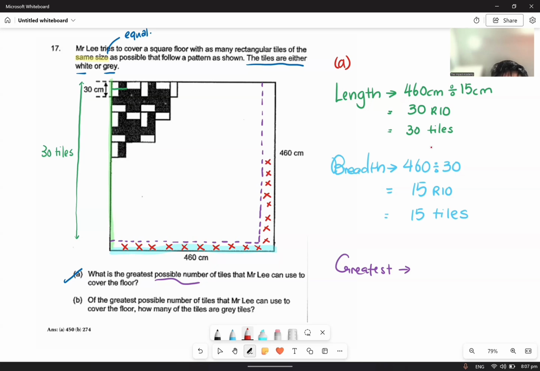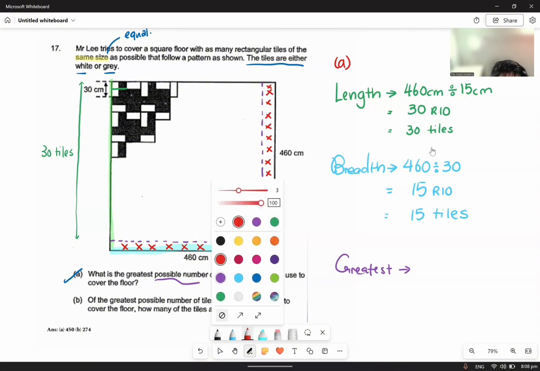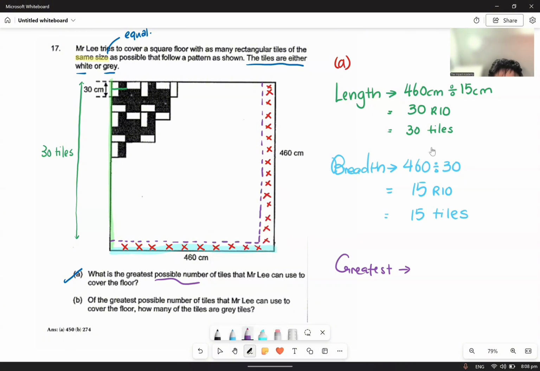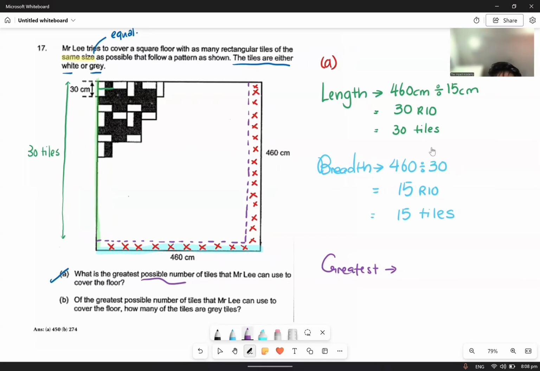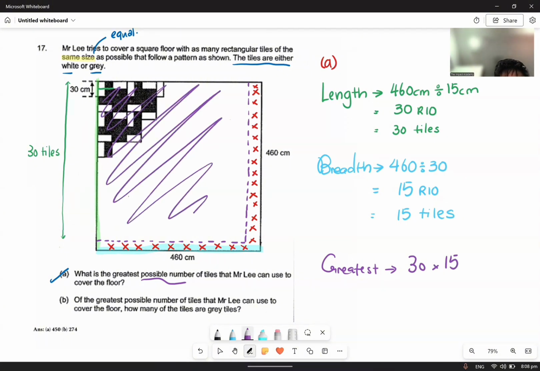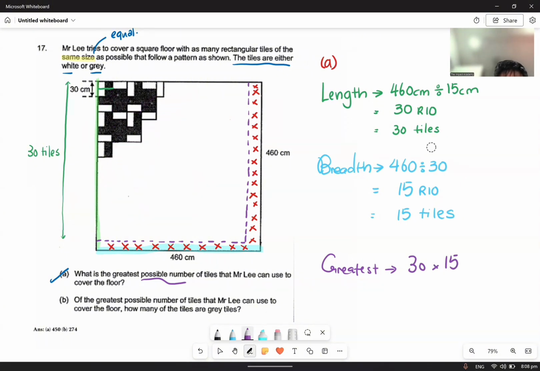Any questions so far? No questions so far. Okay, so all of these cannot be placed with a tile. So what I want to do now is basically just 30 times 15. All right, so I will be able to find everything that is inside here. Can you see? Okay, but I don't need you to go and scribble that. And then from here itself, you get 450 tiles. Okay, so therefore, this is your answer for part A.